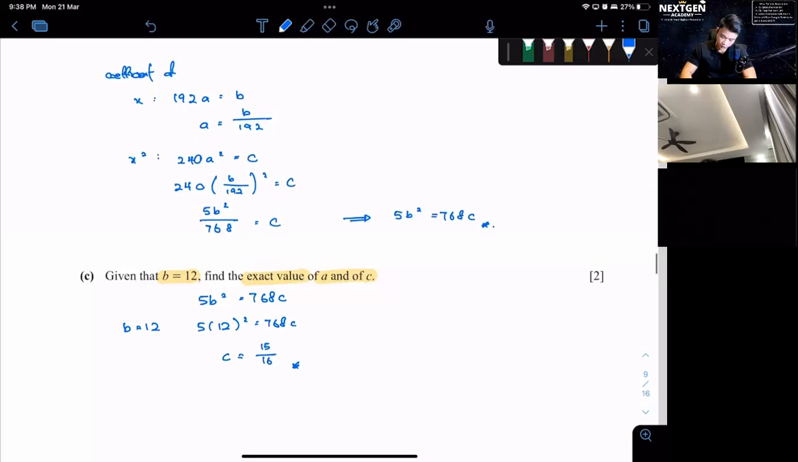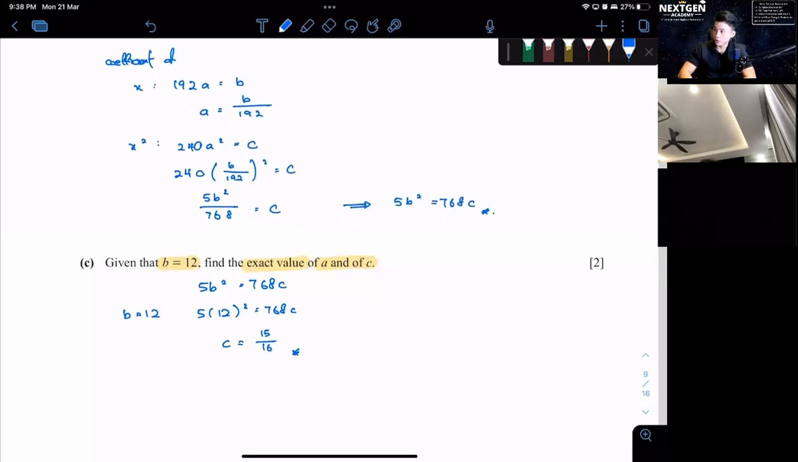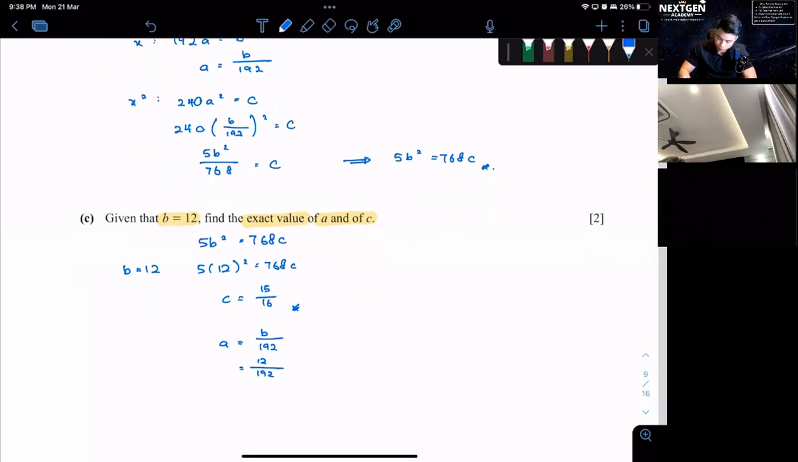Okay, they want us to find a also, right? So just now we got one equation, a equals to b over 192, which is 12 over 192, where a is 1 over 16. Okay, 2-mark question, just substitute it in.